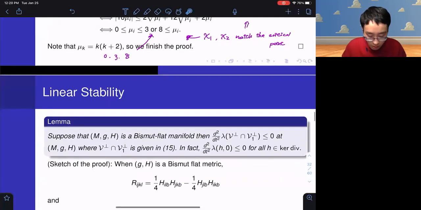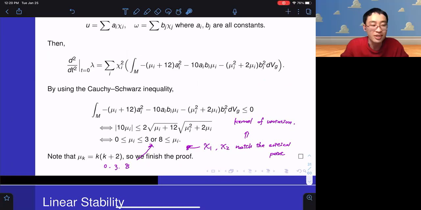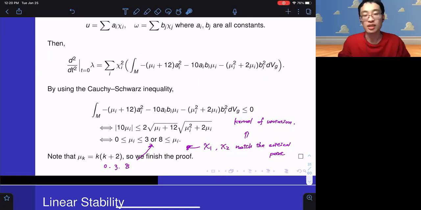Okay, so let me move on. Maybe it's just worth mentioning that not only might there be solitons, but there are. This kernel really corresponds to an actual family of solitons.